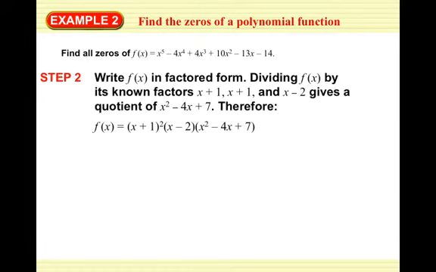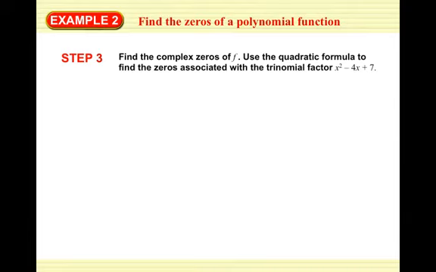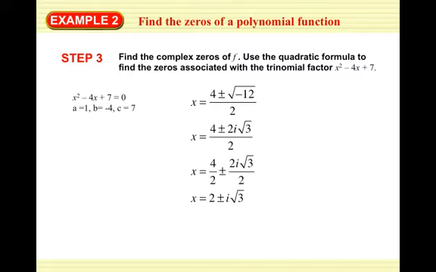So here we have that f of x equals x plus 1, which is x minus negative 1 squared, times x minus 2 times x squared minus 4x plus 7. Now we could try to factor, but it's not going to work. Anytime you suspect that you're going to have imaginary zeros, you're going to have to use the quadratic formula. So on this one, you might as well just go straight to it.